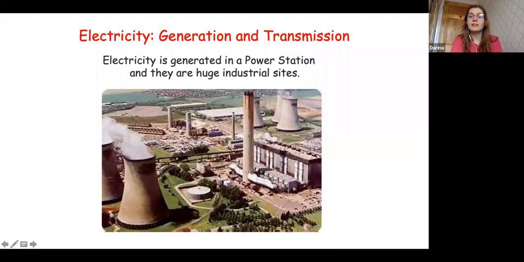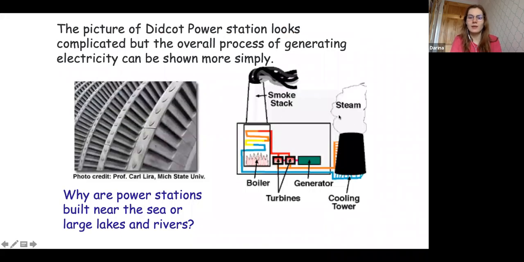Then when it is transmitted to your houses, as some of the answers were saying, you use a system of cables and transformers. We're not going to go into transformers today because that's a little bit on the magnetism side, but they're basically just used to prevent energy loss in wires. Right, so let's have a closer look at power stations and how they work.